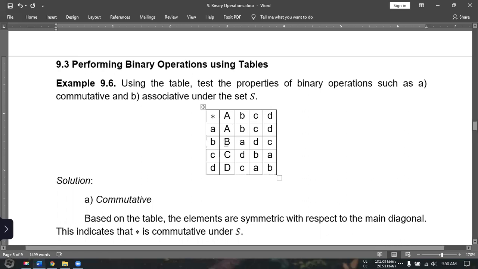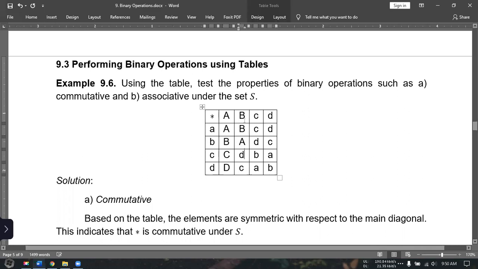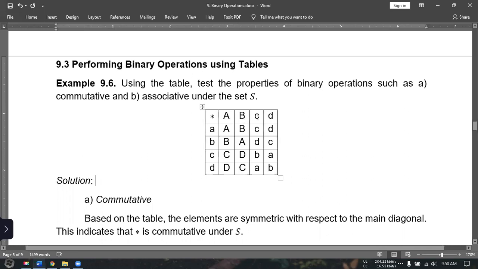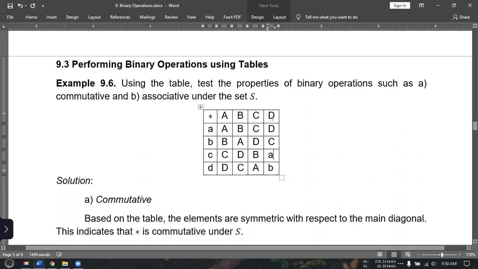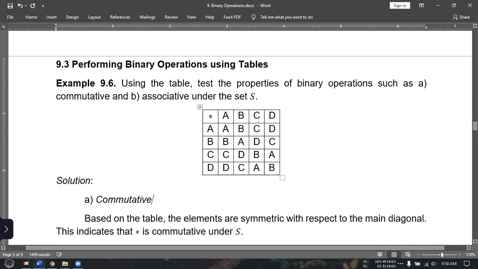Take note that these are small letters. It so happened that our MS Word automatically capitalizes, right? When I navigate through the tables. Okay? The small letters and the line. And same goes, C times A is the same as A times C here. Or let's take C times B. C times B here is the same as B times C. Okay?